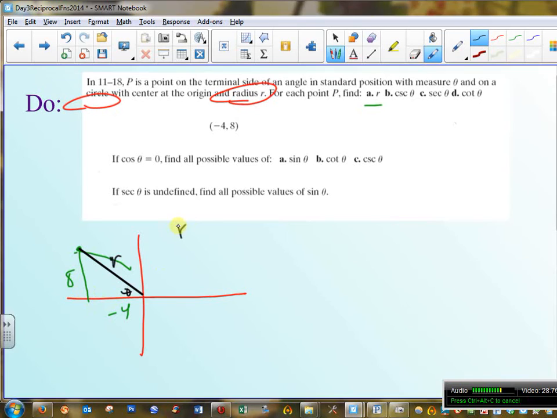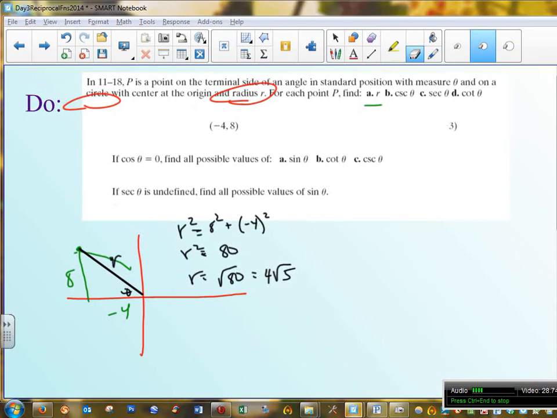So we'll say r squared is equal to 8 squared plus -4 squared. It's going to be 64 plus 16, which gives me 80 for r squared, which means r is equal to square root of 80. And that's a number we would simplify if we had to provide an answer. That would be 20 times 4, 16 times 5. So 4 square root of 5. And now I can label that piece of my triangle.